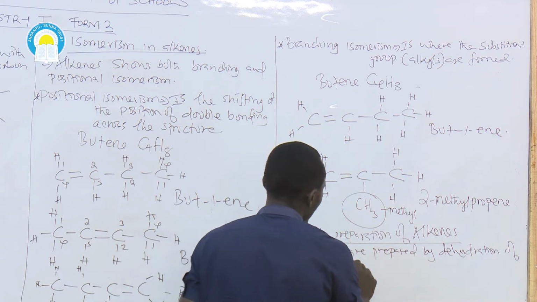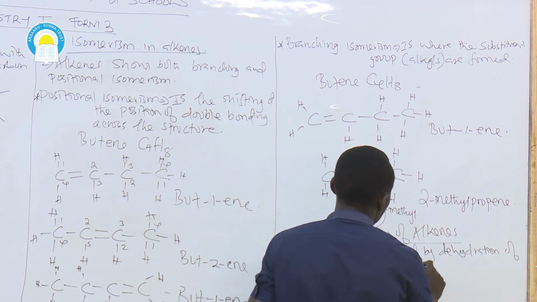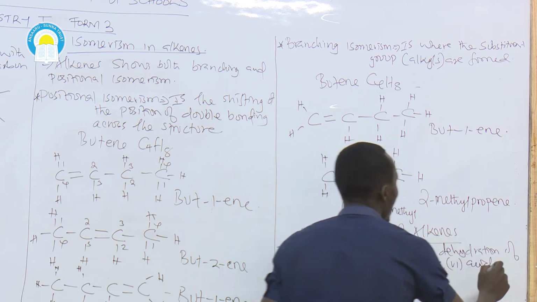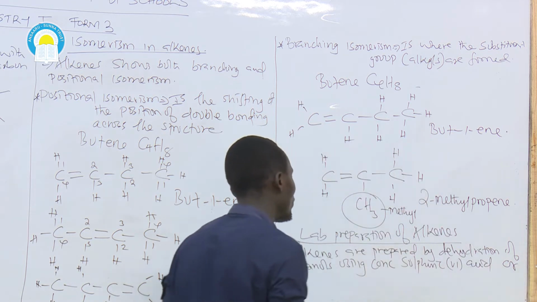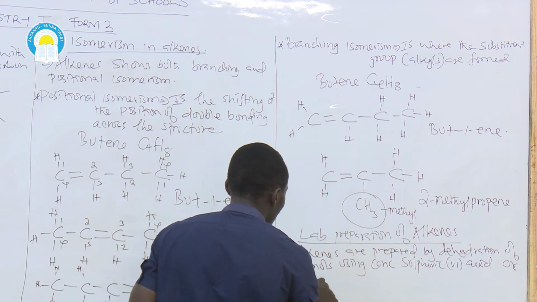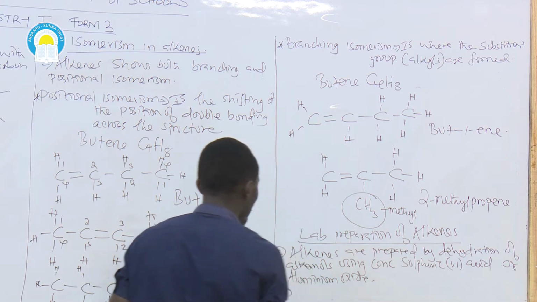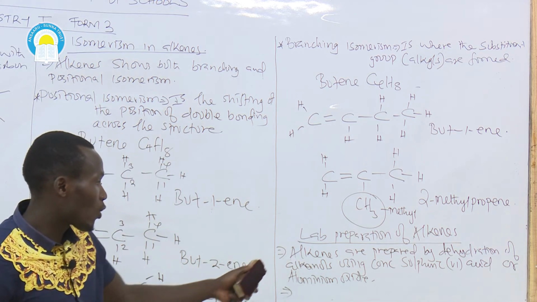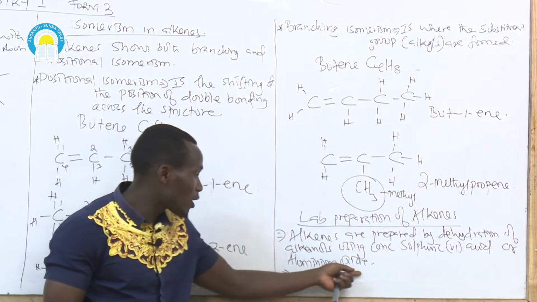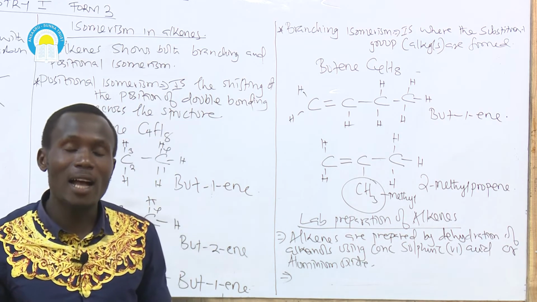Alkanols using concentrated sulfuric acid or aluminum oxide. So the condition needed is concentrated sulfuric acid, which acts as a dehydrating agent. Aluminium oxide acts as a dehydrating agent. At the same time, it acts as a catalyst.